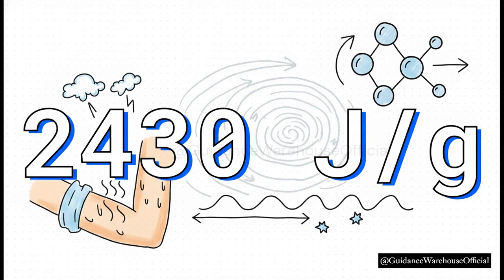Well, the secret lies in this incredibly specific number, the latent heat of vaporization, 2,430 joules per gram. Every single gram of liquid sweat that evaporates and turns into a gas pulls a massive 2,430 joules of thermal energy directly out of your skin. It takes an enormous amount of heat to force that phase change from liquid to gas, and the water steals that heat right from your body, creating a huge rapid cooling effect.